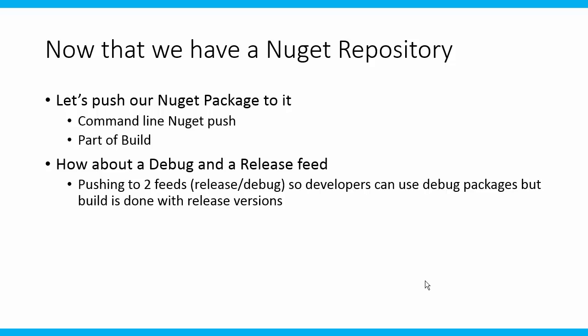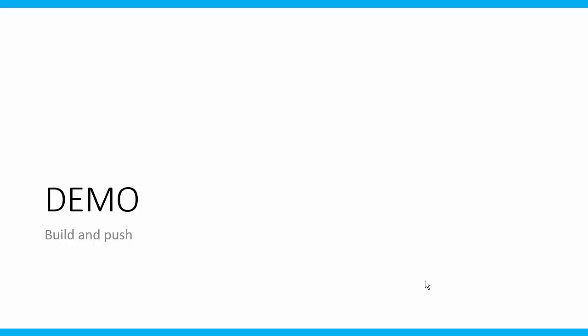So the developer would use the debug version of the package so that they have symbols and they can actually debug inside of the package, and the build server would actually compile with the release version. This way, what we ship to our customer is the release version of the component as opposed to the debug version. So let's go into a demo.